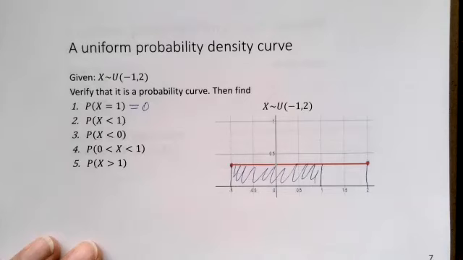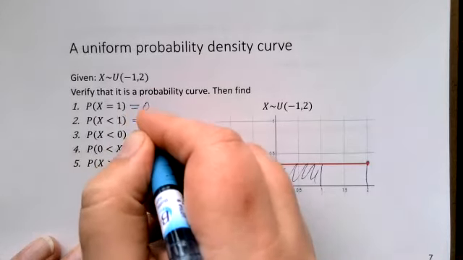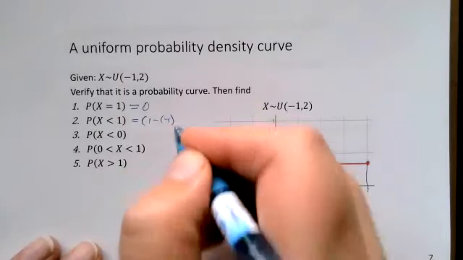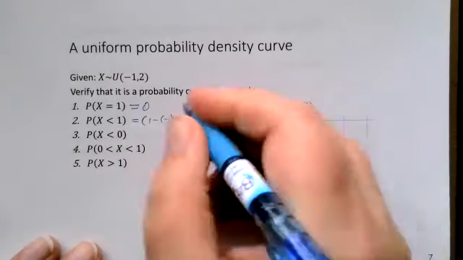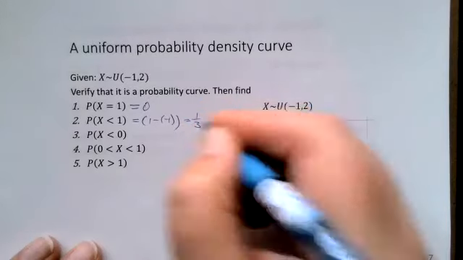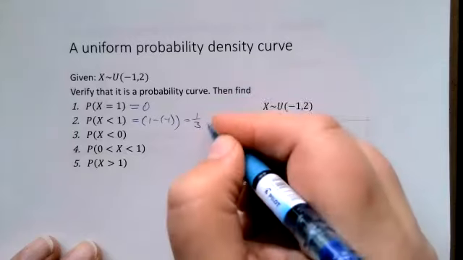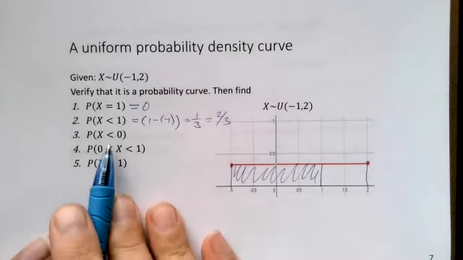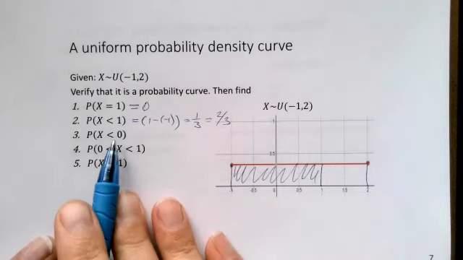But just for the sake of it, let's calculate it. The width of this rectangle is going to be from -1 to 1. So that's 2, right? But we could write 1 minus a -1, multiplied by the height, which is 1/3. So this is 2/3.